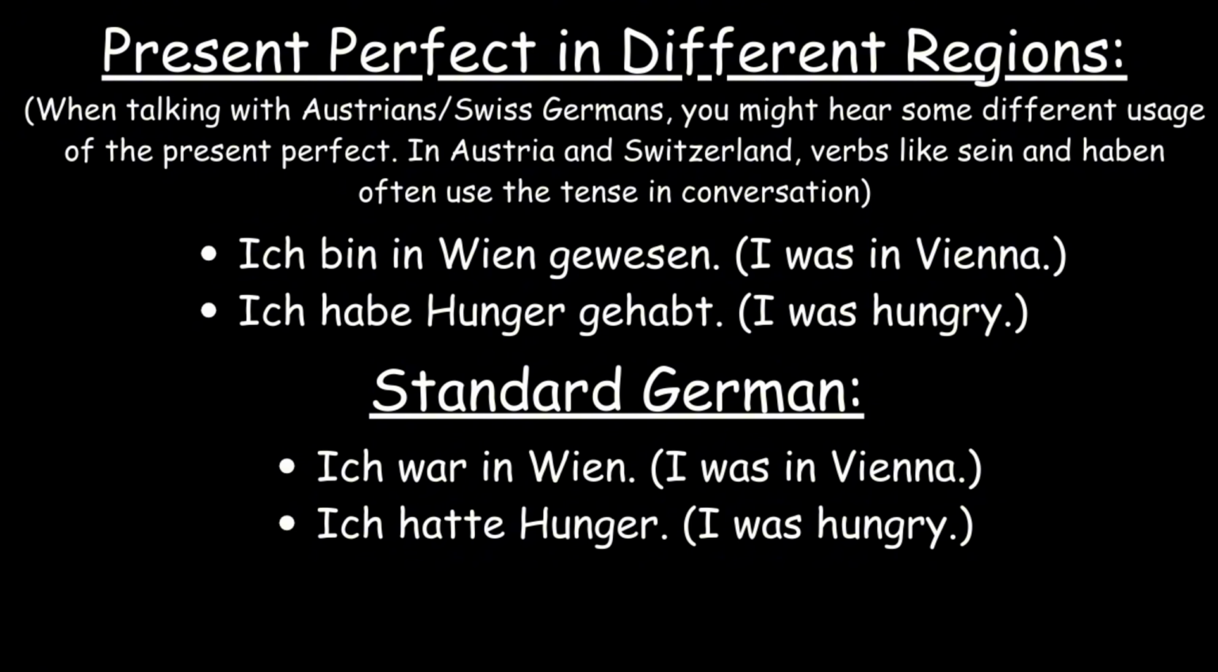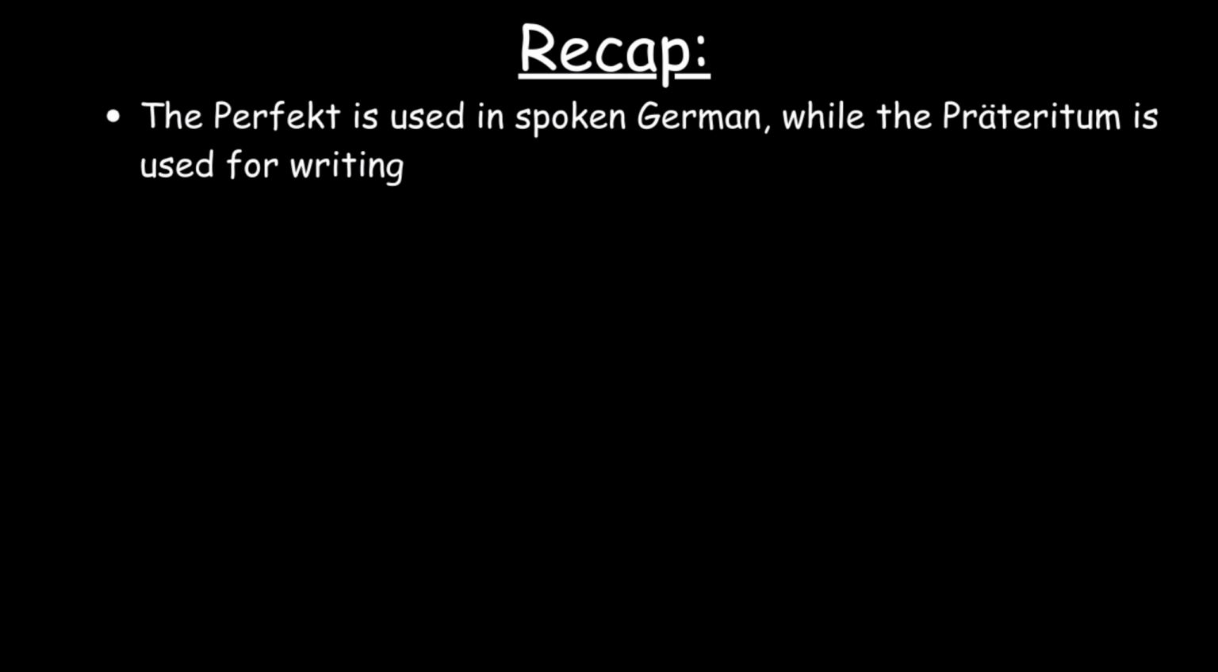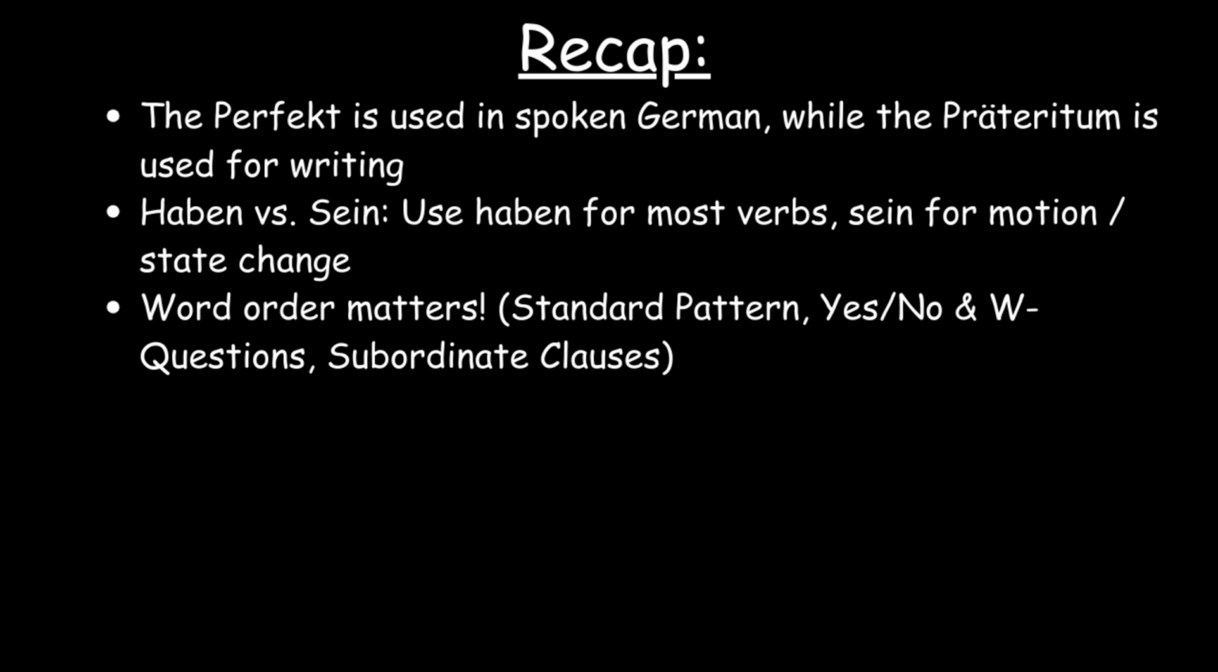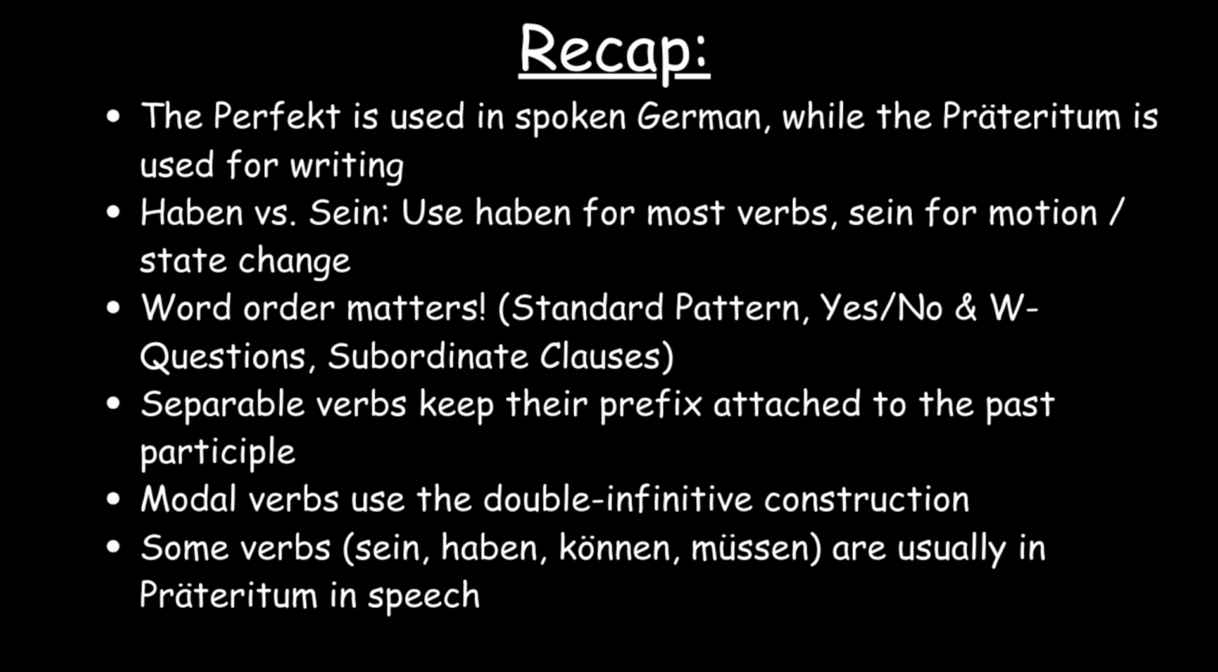To recap everything, remember that the perfect is used in spoken German while the Präteritum is used for writing. Understand the difference between haben and sein in verbs of movement and change of state. Word order also matters, along with separable verbs, modal verbs with infinitives, and verbs that are used in the Präteritum in speech. Overall, this is how the present perfect fully works in German.